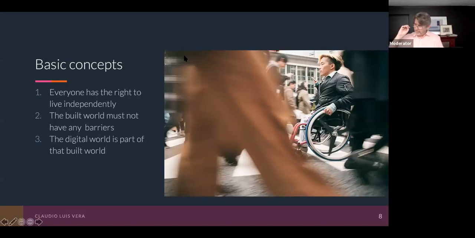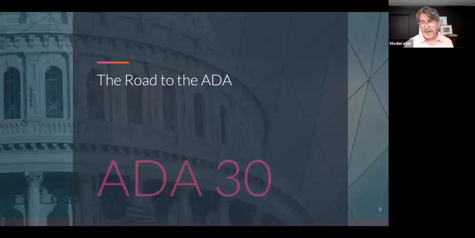So a couple of real basic concepts from last time. Everybody has the right to live independently. The built world must not have any sort of barriers to keep people from living independently. And as we're going to see as we start getting into ADA and Title III, the digital world is increasingly being considered the equivalent of that built world. It just so happens that this year is the 30th anniversary of the Americans with Disabilities Act.